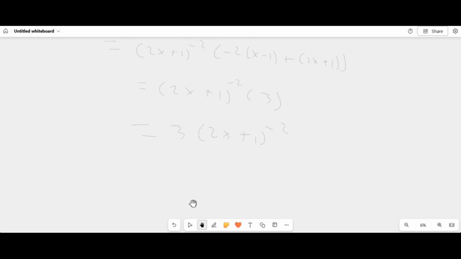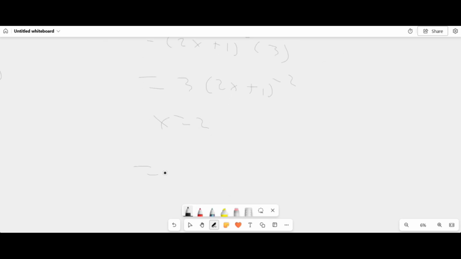And now you want to substitute in the x coordinate that they gave you. That's x equals 2. So put x equals 2 into there. So 3 open bracket 2 times 2 plus 1, to the power of minus 2. That's going to get you 3 over 25. So that's the gradient there.